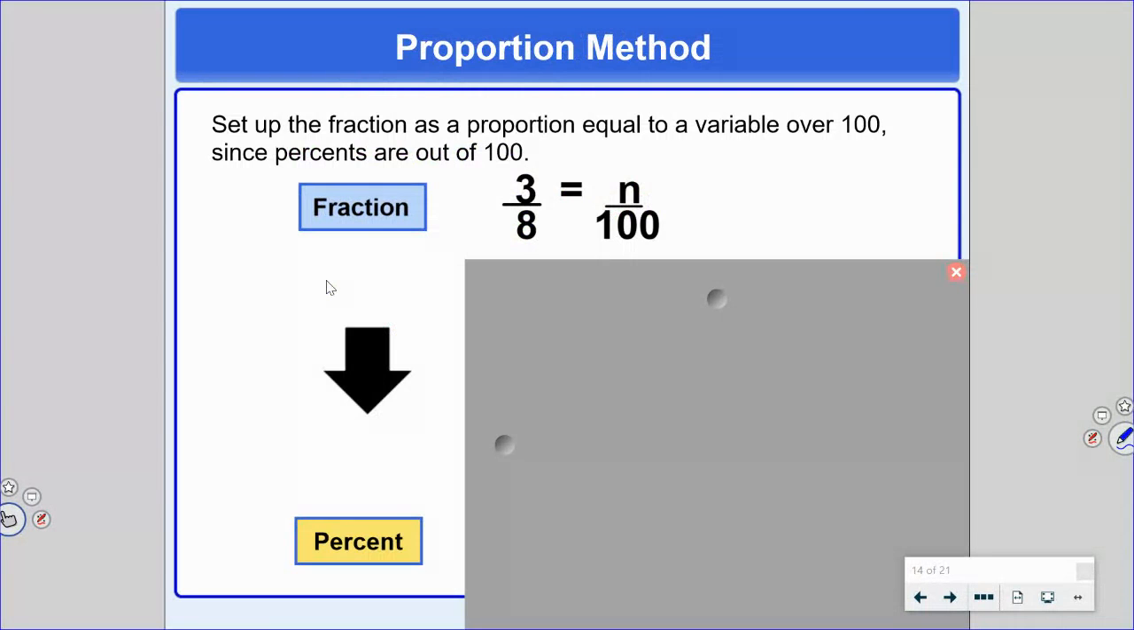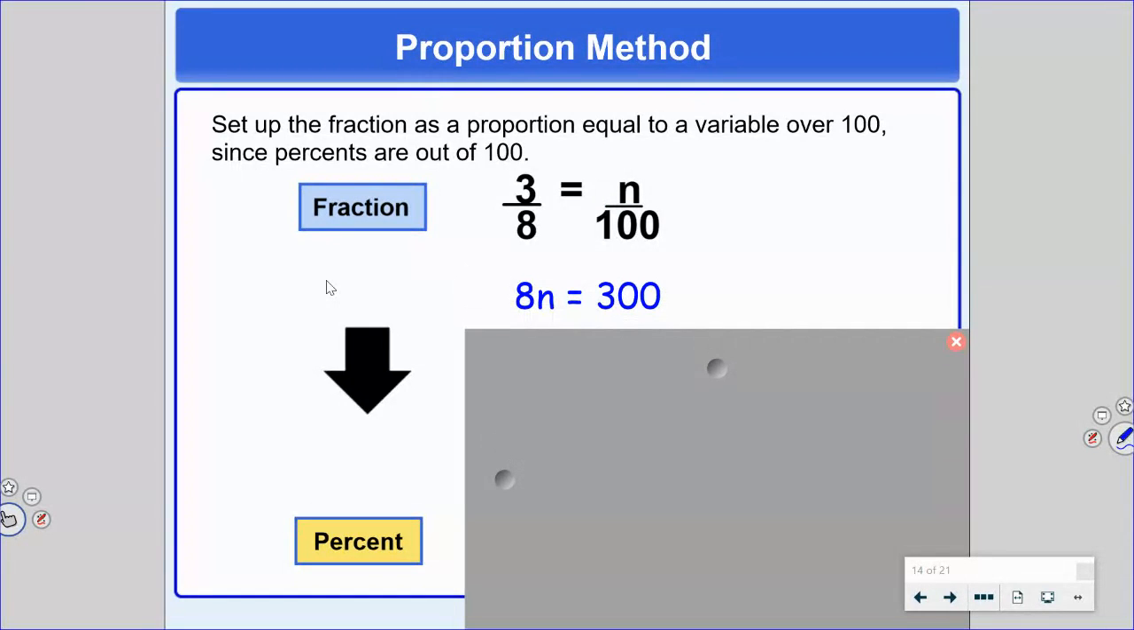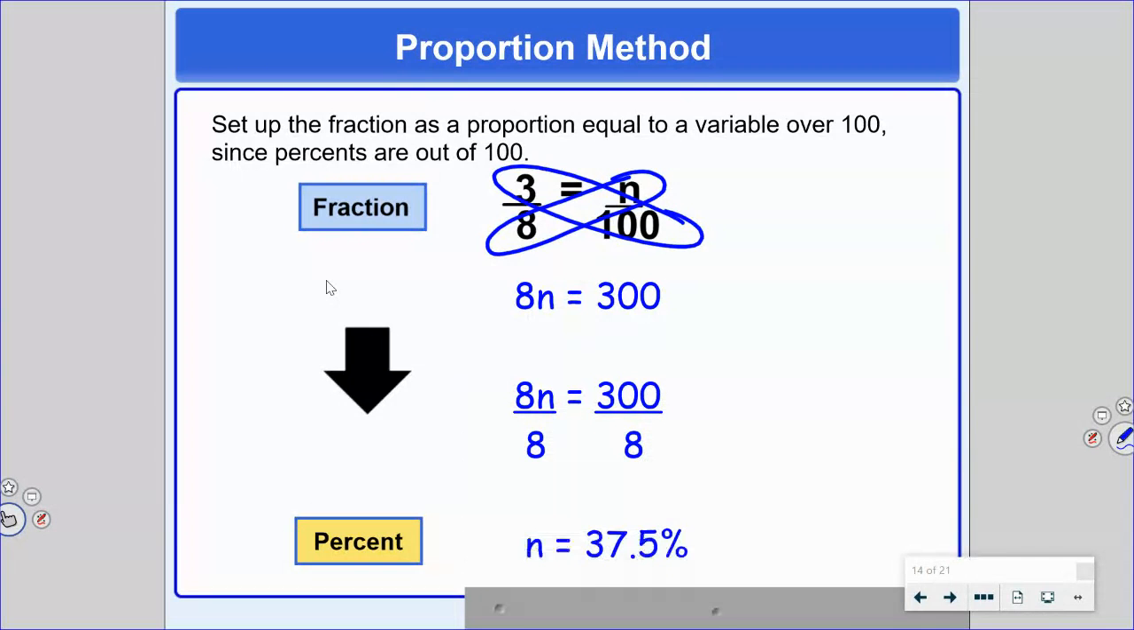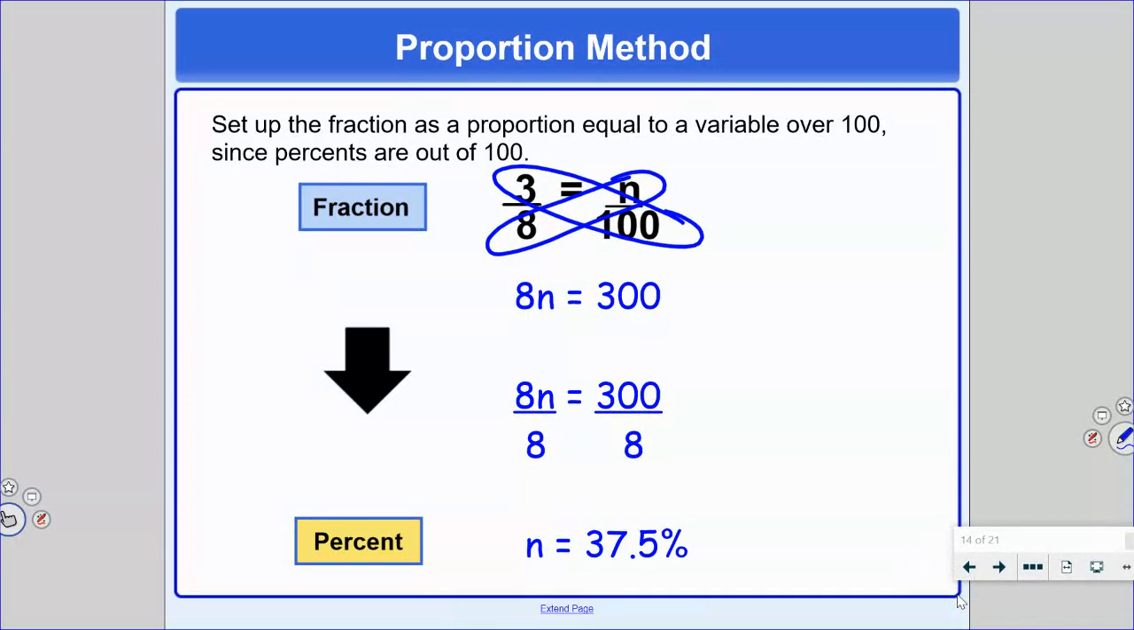So first things first, set up the fraction 3 over 8 as a proportion. Remember, a proportion is a percent over 100, right? So we don't know what that percent is, but we do know that all percents are always compared with 100. Now, once you do that, you can go ahead and use your cross products, where we have 8 times n is equal to 3 times 100, or 300. And naturally, we don't want to know what 8 n's are equal to, so we'll divide both sides by 8. And we'll end up with the percent.